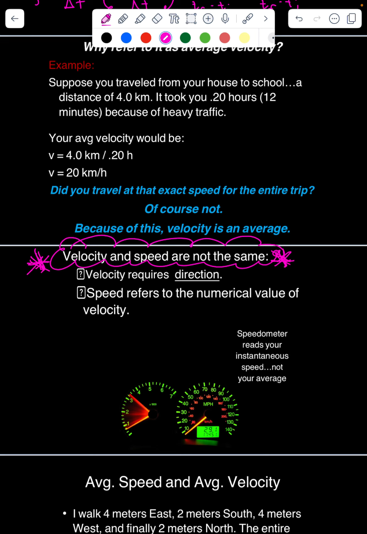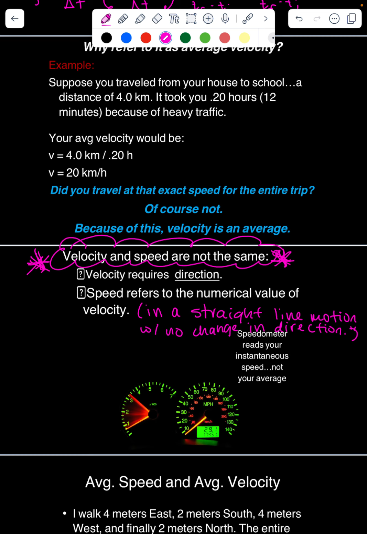And if it is straight line motion with no change in direction, then your speed just refers to the numerical value of your velocity.